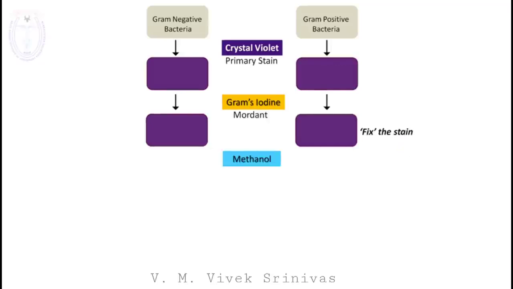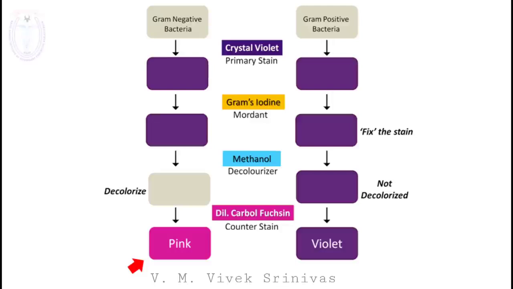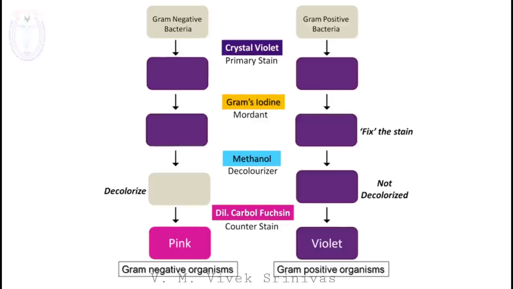Next, when the methanol is added, which is a decolorizer, it decolorizes the primary stain easily from the gram-negative bacteria, because the stain was not fixed in the gram-negative bacteria due to the thin peptidoglycan layer. But the gram-positive bacteria retain the crystal violet. Lastly, on use of the counterstain, the dilute carbol fuchsin, it gives a pink color to the gram-negative bacteria. So, on Gram staining, the gram-negative bacteria appear pink, and the gram-positive bacteria appear deep violet.